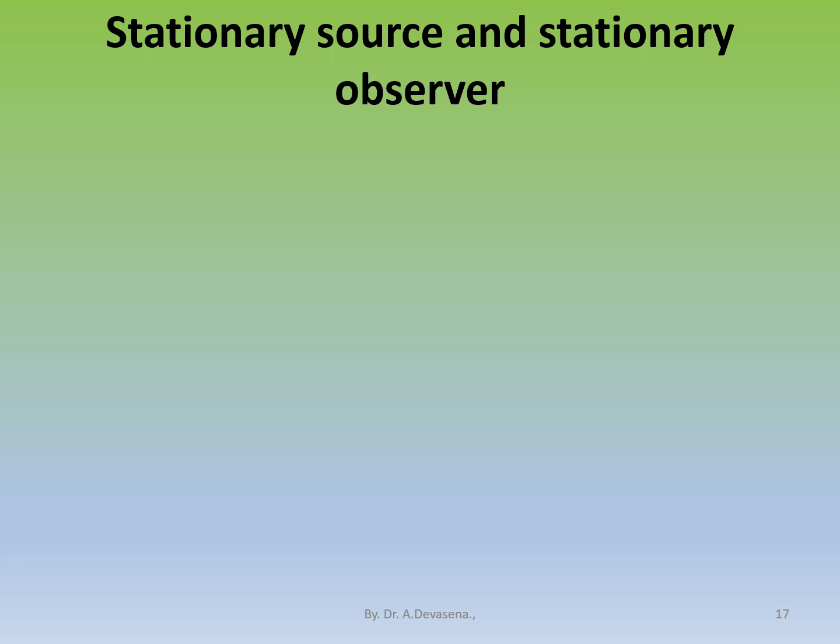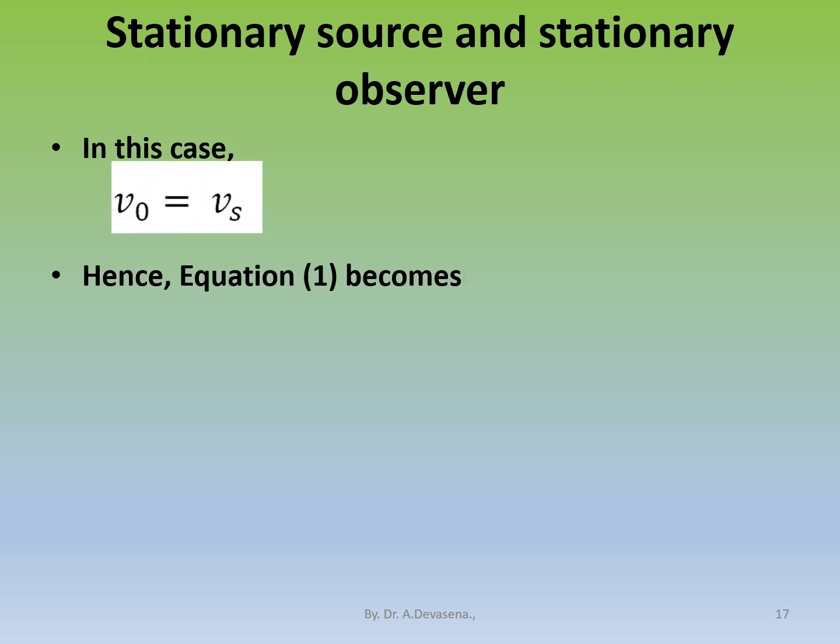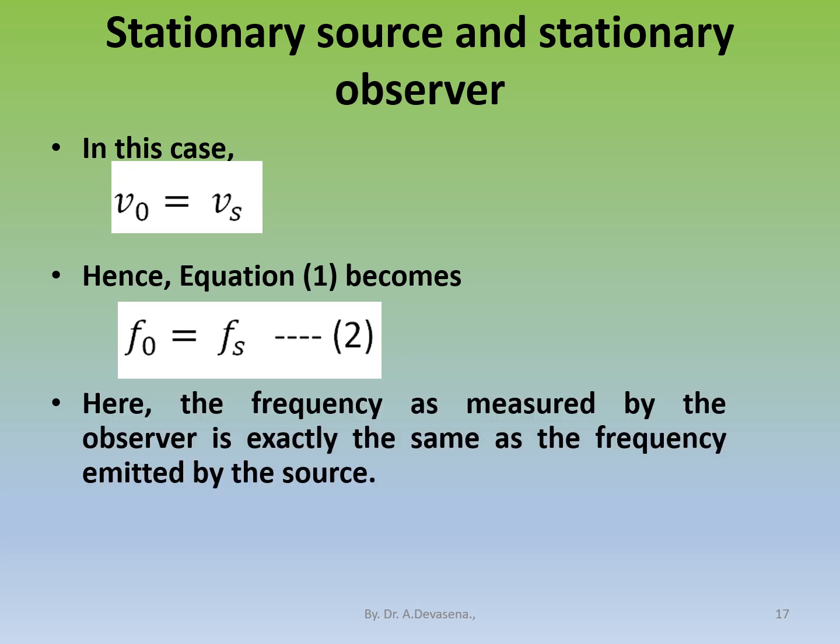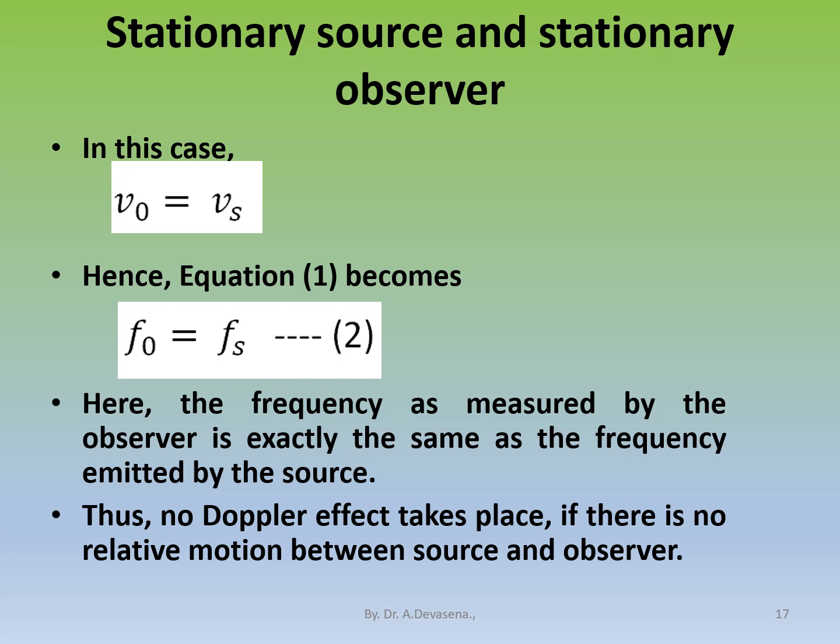Case 1, stationary source and stationary observer. In this case, v0 is equal to vs. Hence, equation 1 becomes f0 = fs. Consider this equation 2. Here, the frequency as measured by the observer is exactly the same as the frequency emitted by the source. Hence, no Doppler effect takes place if there is no relative motion between the source and observer.